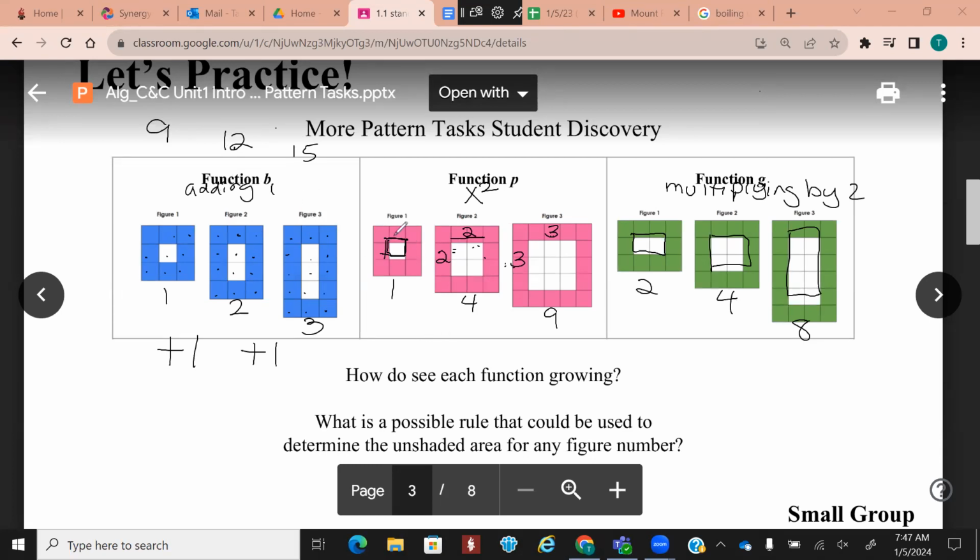Same thing with the next one. How many boxes do we have in total? We had 9. How many boxes do we have here? We got 16. How many boxes do we have here? 25. Okay. So again, same process, just smaller to look at. So normally you would look at the entire picture, but they wanted us to just look at the unshaded region. Okay.